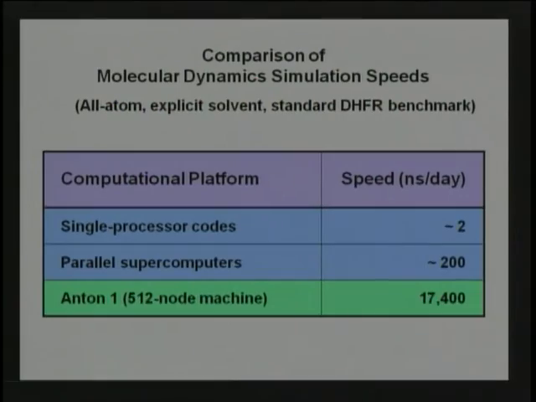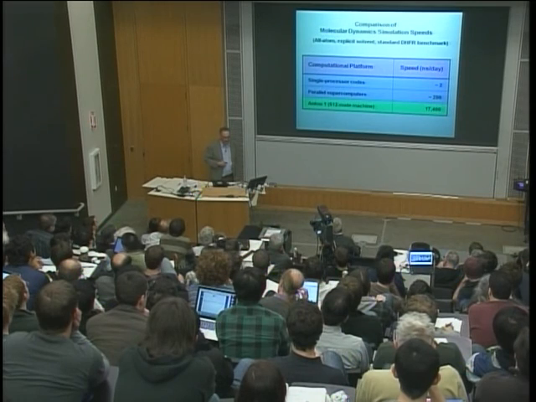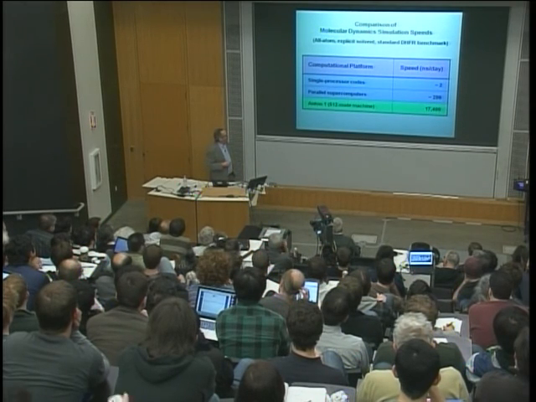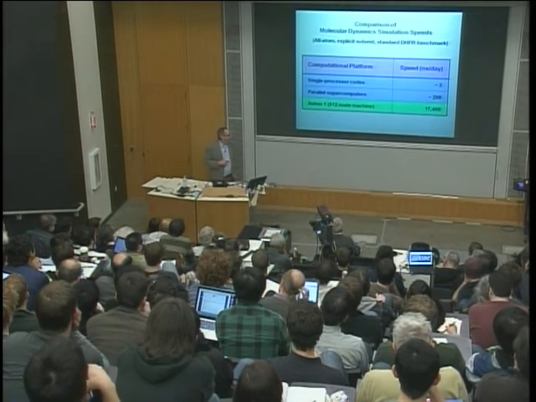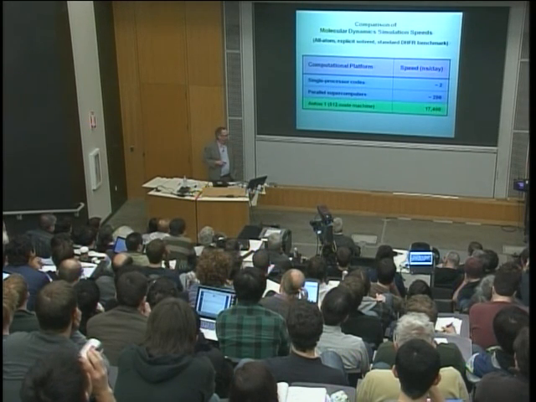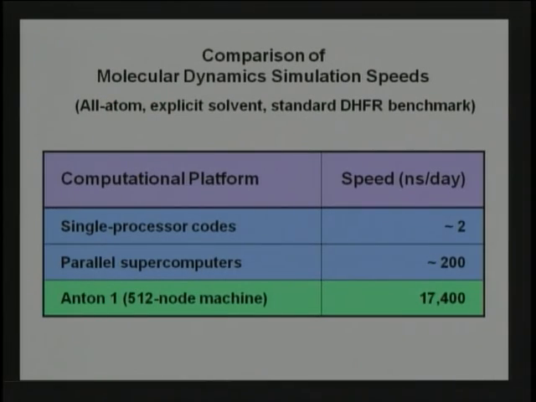So let me give you some bottom line numbers. This is kind of a random assortment. I just tried to pick out some ballpark numbers. It depends how you measure them. But single processor codes, what you would do on an x86-like processor, running the code that tends to be fastest for those kinds of runs, get about 2 nanoseconds per day. And on the fastest parallel supercomputers, the number is about 2 orders of magnitude larger than that, depending how you measure it.